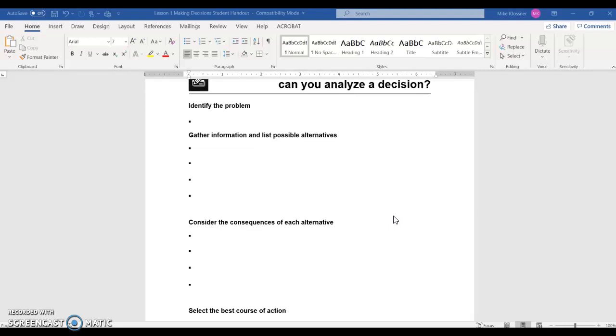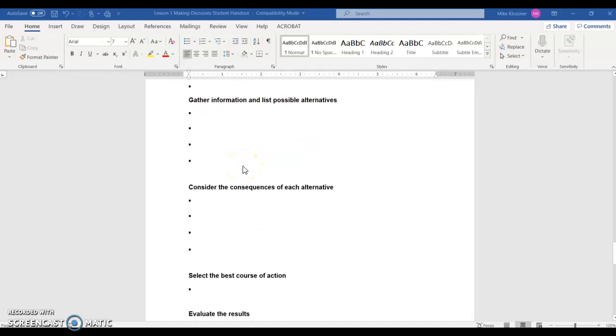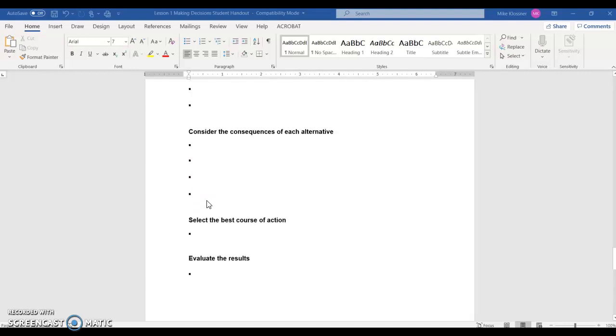Okay, so you're going to sit down with them, identify the problem that they had to make a decision on. What information did they gather, and what were some of the possible alternatives? What were some things to consider for each alternative? And then obviously they made a decision, or maybe this would be a good time to help them walk through a decision that they're having to make now. So what would be the best course of action?